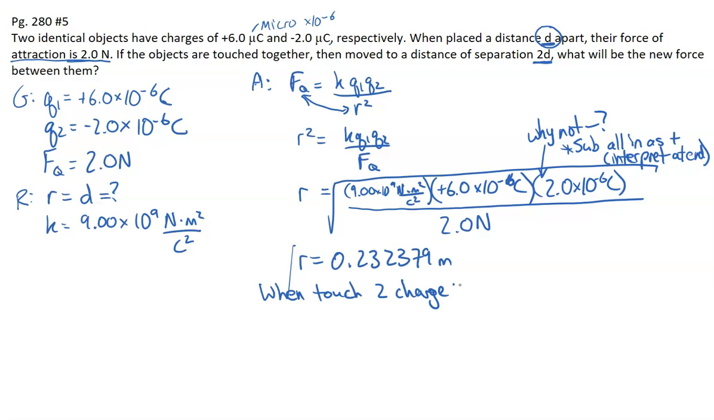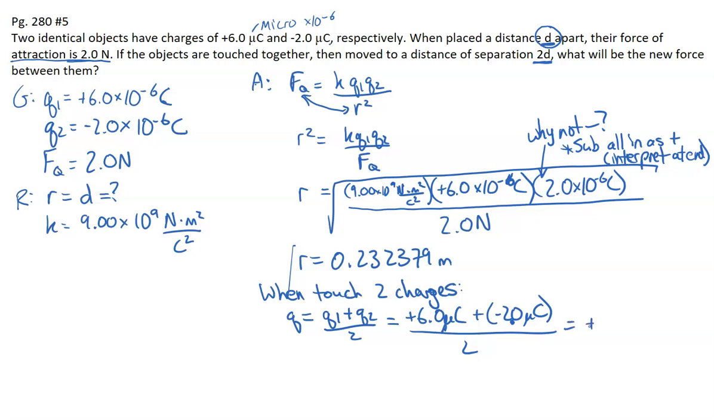So the first thing we want to recognize is that the Q is going to be the same. And so what we're going to do is add these two charges together and divide by 2. We're taking the average of those two charges. So we have one that was positive 6 microcoulombs. We have another that was negative 2.0 microcoulombs. And then we're going to divide those by 2. So the average charge is positive 2.0 microcoulombs. So after they're touched together, that's what the charges are. They're both going to be the same.